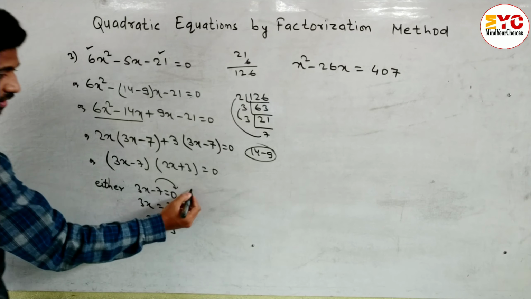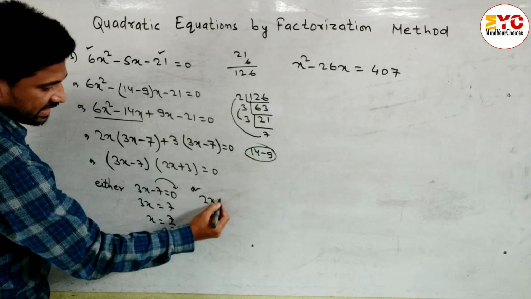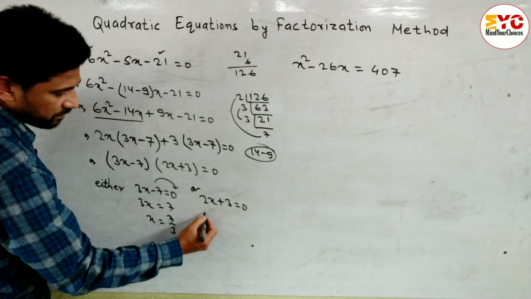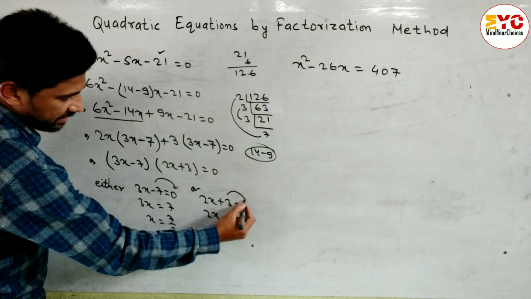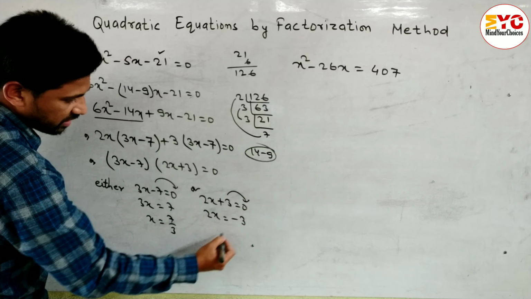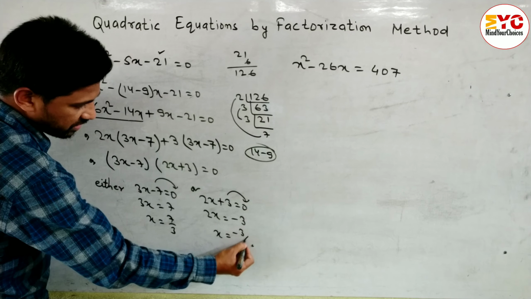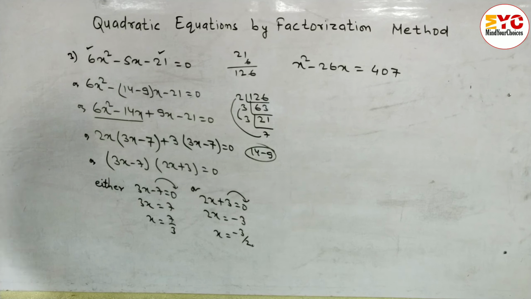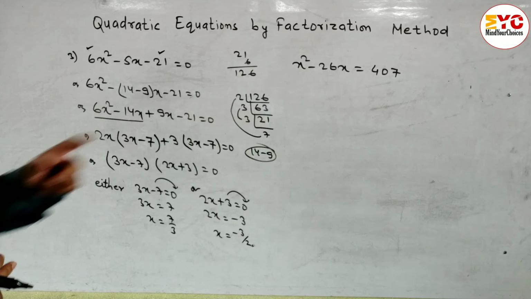Now we have to take OR. 2x plus 3 is equal to 0. 2x is equal to minus 3, we have to take it to the other side, so it will be minus 3. X is equal to minus 3 by 2. Hope you understand this question solved by factorization method. Now look at next one.